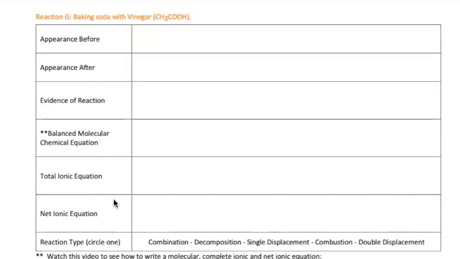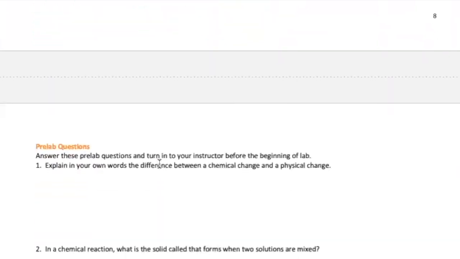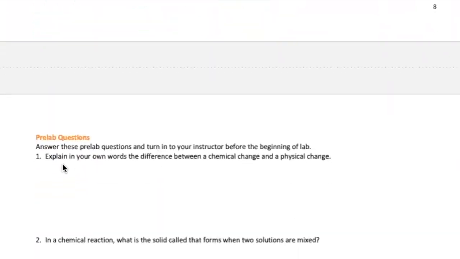and we're just getting into doing the experiment now, but remember that we couldn't really do all those experiments before the halfway point, but this should solidify some of those concepts. So make sure you take photos of these things. That's part of your lab, and then answer these pre-lab questions. Explain in your own words the difference between a chemical change and a physical change.